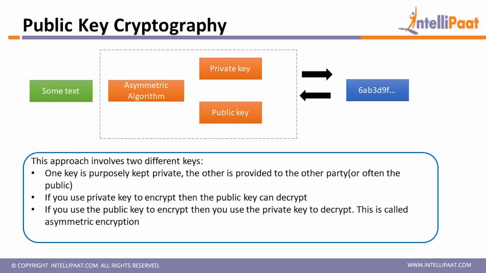Public key cryptography can be of two kinds: symmetric key cryptography or asymmetric key cryptography. Symmetric cryptography is not very secure, so everyone uses asymmetric keys, where every user is given a pair of keys, a private key and a public key. Out of both keys, one is purposely kept private, and the other is provided to other parties, and that is called public. If you use the private key to encrypt the information, then the public key can be used to decrypt it. If you use the public key to encrypt, then you can use the private key to decrypt, and vice versa.